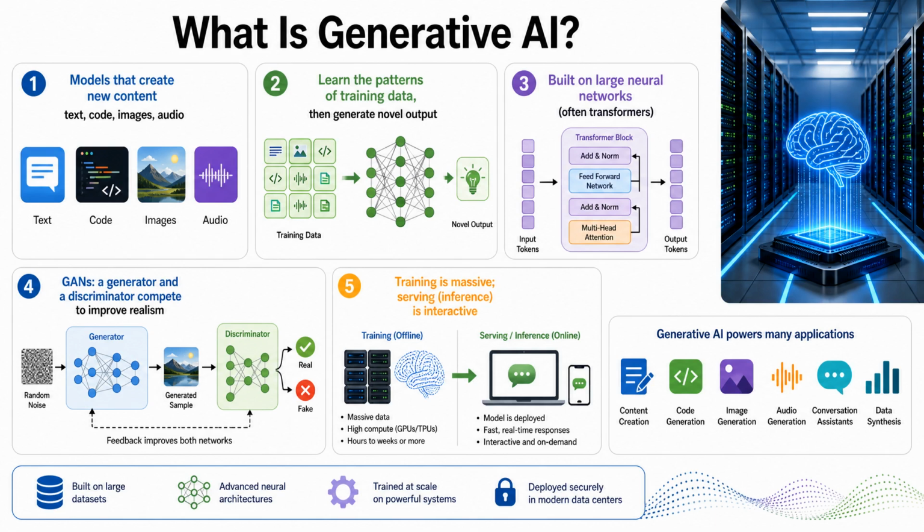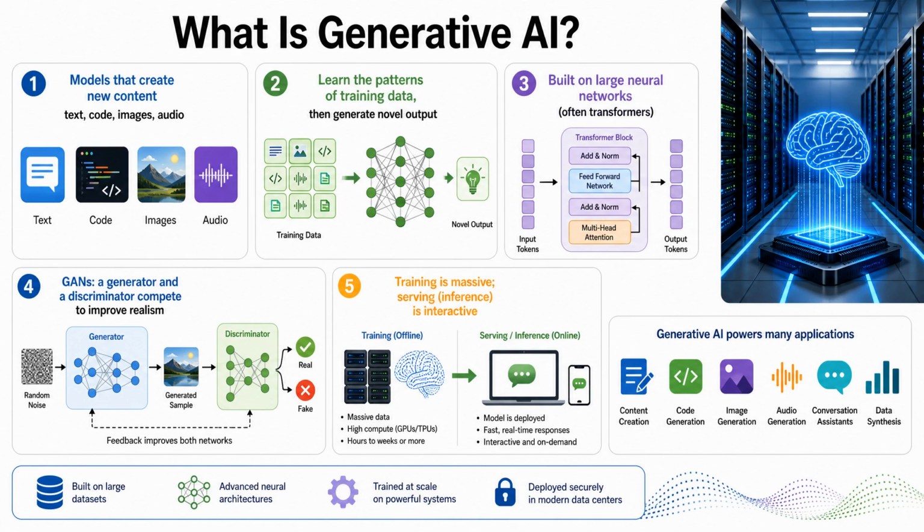That's the adversarial part. But number 5 is the one that pays your salary. Look at it. Training is massive and offline. Thousands of GPUs. Days to weeks of compute, all to build the model once. Serving it, inference, online, is interactive. A user types a prompt and expects a fast, low latency answer. 2 completely different infrastructure problems from the same model. Training is a marathon you run once. Inference is a sprint you run 1,000,000 times a day.